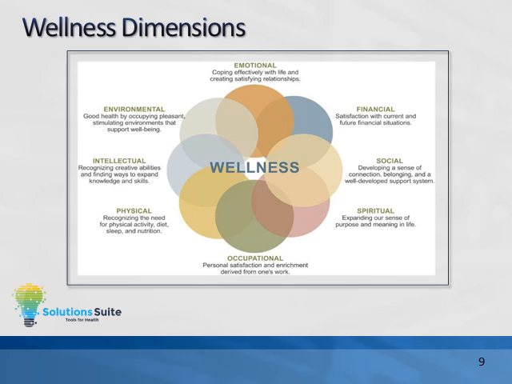The framework for the manual and the 11 lessons in it is the 8-dimensional wellness model that Dr. Swarbrick developed over many years. The 8 dimensions of wellness are emotional, financial, social, spiritual, occupational, physical, intellectual, and environmental. We believe that all of these dimensions are equally important for people's wellness. So you'll find that we often refer to this wellness model throughout the manual and in all of the lessons.